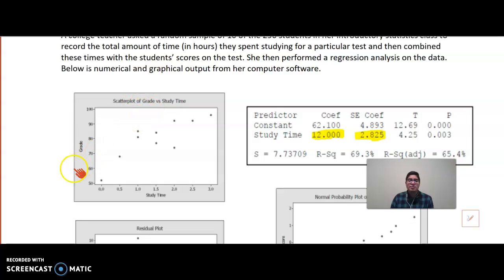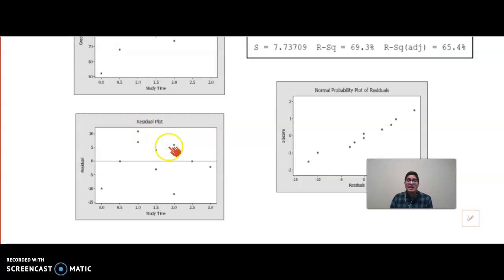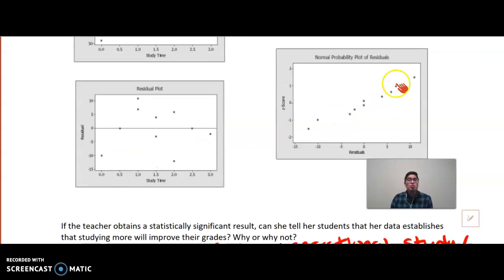We can see a scatter plot of grade, our response, and study time, our explanatory. You can see computer output, which has our intercept, our slope, our standard errors, standard deviation, our coefficient of determination. We can see a residual plot, and then we can see a normal probability plot of the residuals.